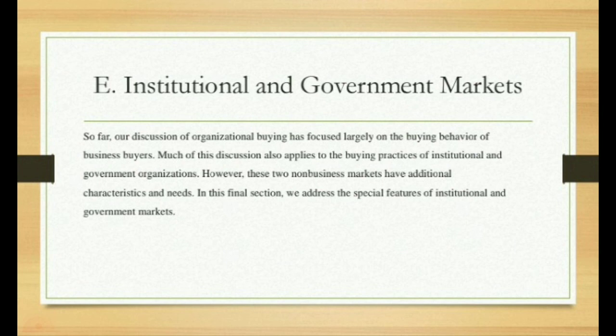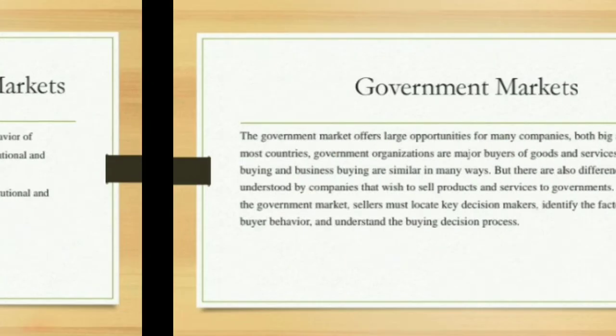Institutional and government markets. So far, our discussion of organizational buying has focused largely on the buying behavior of the business buyer. Much of this discussion also applies to the buying practices of institutional and government organizations. However, these two non-business markets have additional characteristics and needs. In this final section, we address the special features of institutional and government markets.